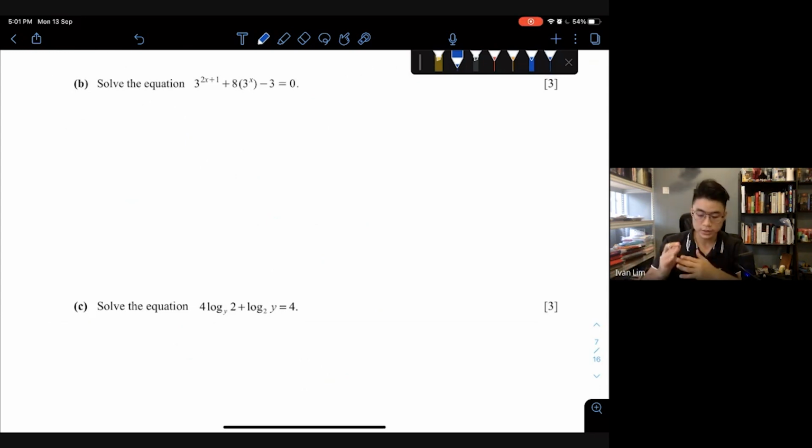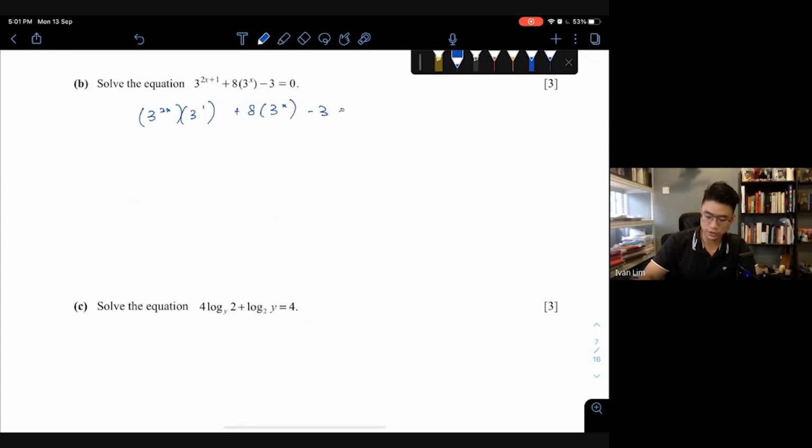So what I will see is that the first term and the second term have something common, which is 3 to the power x. So that's your common term. If you see the mark scheme, they straight away factorize it. But I think most students would find it a bit hard to see at first. So I'll simplify it to a quadratic equation first. Whenever you see the 3 to the power of 2x plus 1, make sure you break it down in this manner first, into the different bases. So 3 to the power of 2x times 3 to the power of 1 plus 8 times 3 to the power x minus 3 equals 0.